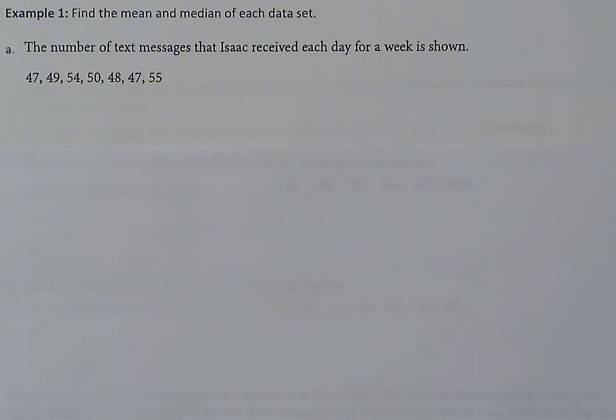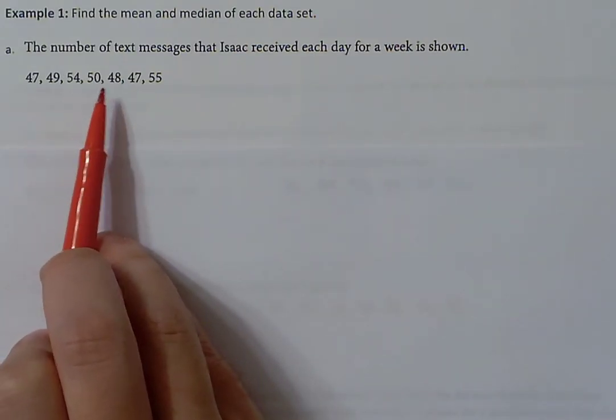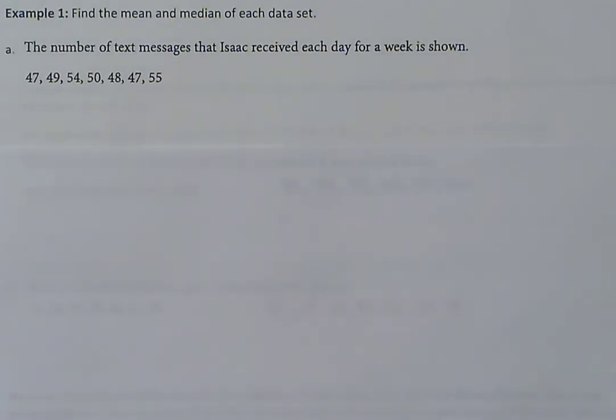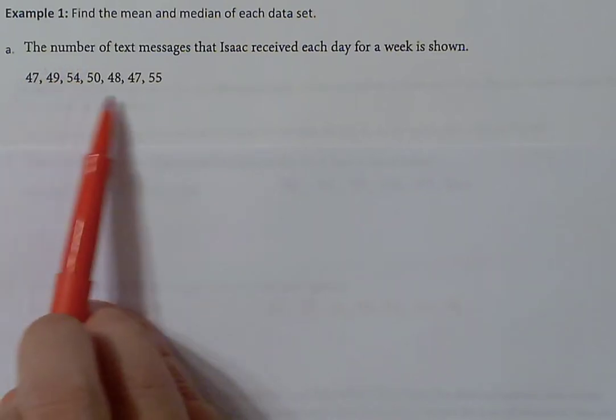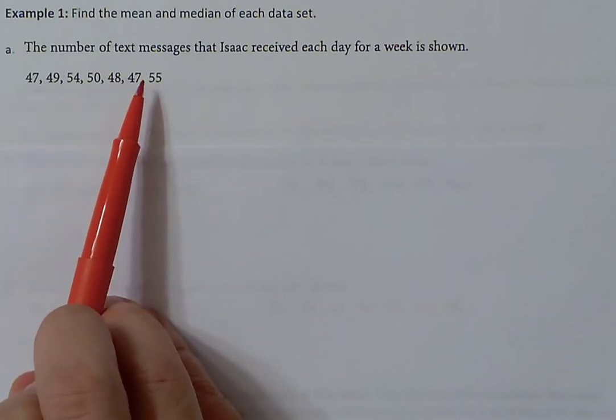So for example 1a, we have the number of text messages that Isaac received each day for a week is shown. So our data set is 47, 49, 54, 50, 48, 47, and 55. So they give us this data set. They want us to go through and find the mean and the median of each data set. So first of all, let's go through and talk about how to find the mean. The mean is going to come from adding all these numbers up and then dividing by how many numbers there are in the data set.